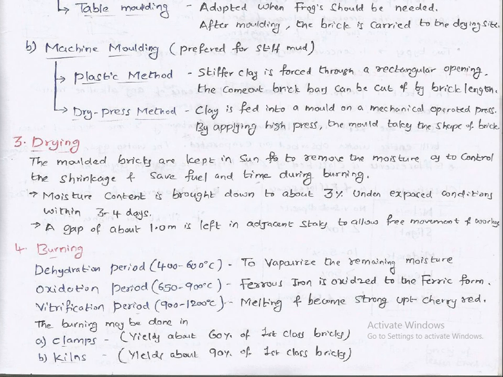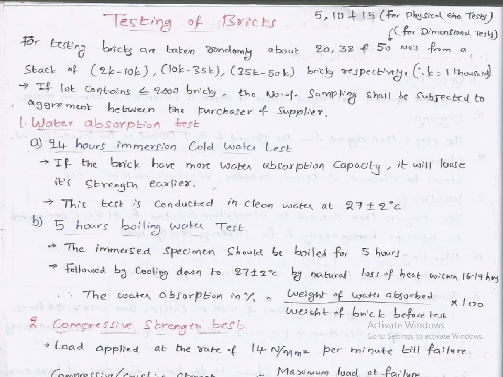Testing of the brick. For testing, bricks are taken randomly, 20, 32 and 50 numbers, from stacks of 2000 to 10,000, 10,000 to 35,000, and 35,000 to 50,000 respectively. If a lot contains less than 2000 bricks, the number of samples shall be subject to agreement between the purchaser and the supplier.